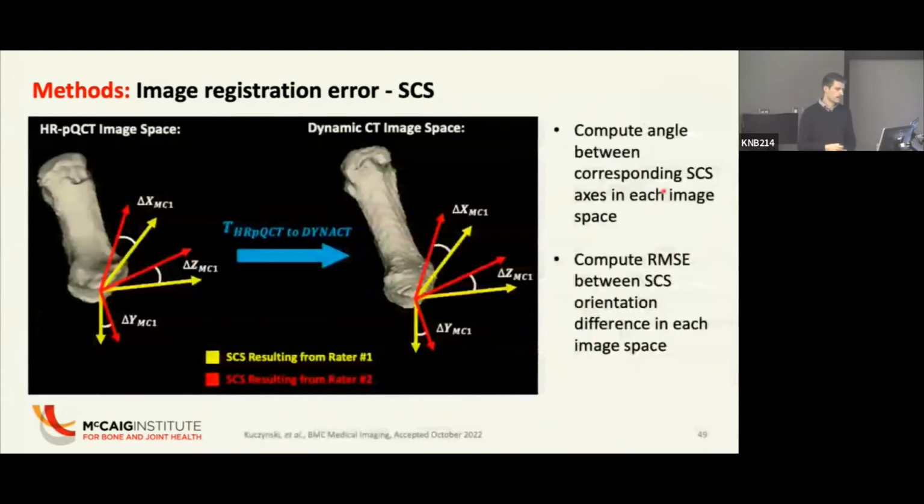And then the last thing I'll mention here for our methods is we further evaluated our image registration error by looking at the difference between each segment coordinate system axis between each set of raters and looking at how that error changes in our dynamic CT image space. So ideally, we would see, for example, a 1 degree error in our x-axis for our first metacarpal between two raters, and we would ideally want that same 1 degree error to be consistent in our dynamic CT space.